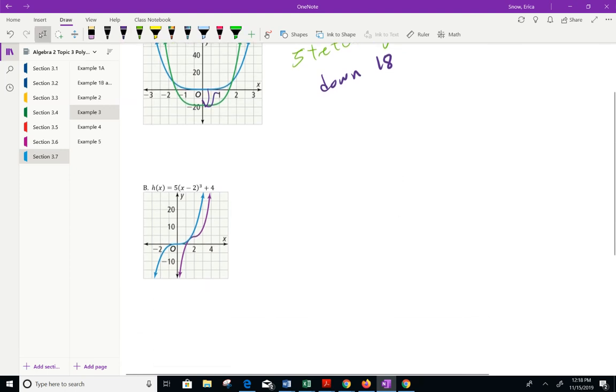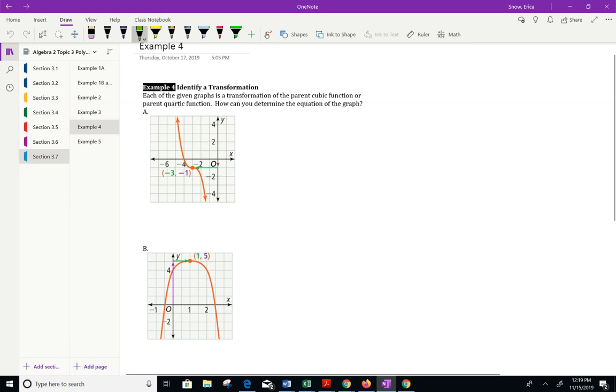So for B, we're going to stretch by 5. It helps if I can spell stretch. It is going to go right 2 and up 4. Oh, I should do that in a different color. Sorry. Up 4. You guys know how this works. And so this one is a transformation.